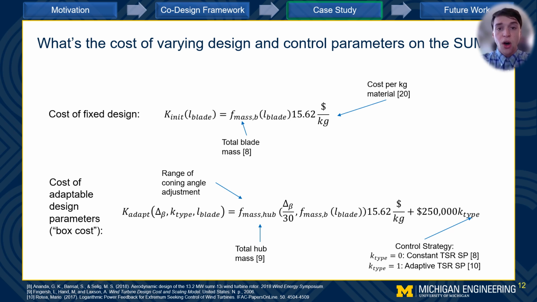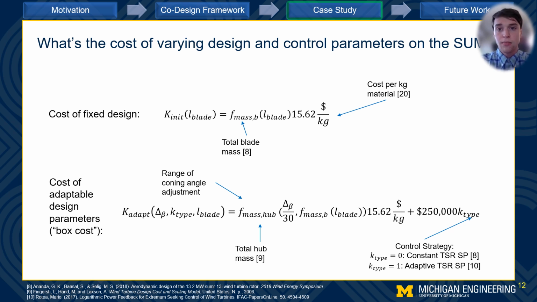We can now define the cost of varying the adaptive and fixed design parameters by further drawing from the literature. The cost of physical adaptability is continuous and based on just how much we want the rotor to cone. Meanwhile, the cost of incorporating controller adaptability is discrete and depends on which control strategy we select, noting that an adaptive control strategy, which allows for the tracking of a variable tip-speed ratio set point, has higher development cost associated with it.